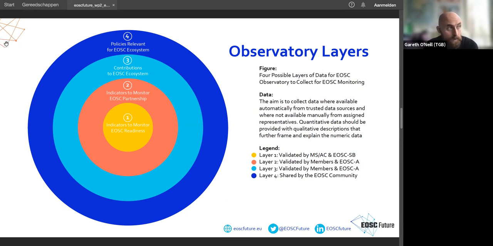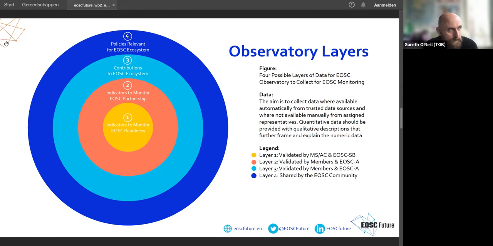So we're currently working on a survey form that will go out hopefully before Christmas to the member states and associated countries. And this tool then will help collect that data and will help the representatives of the Steering Board look at that data, analyze that data, and validate that data moving forward. So that's that first layer, to monitor the EOSC readiness at country level.